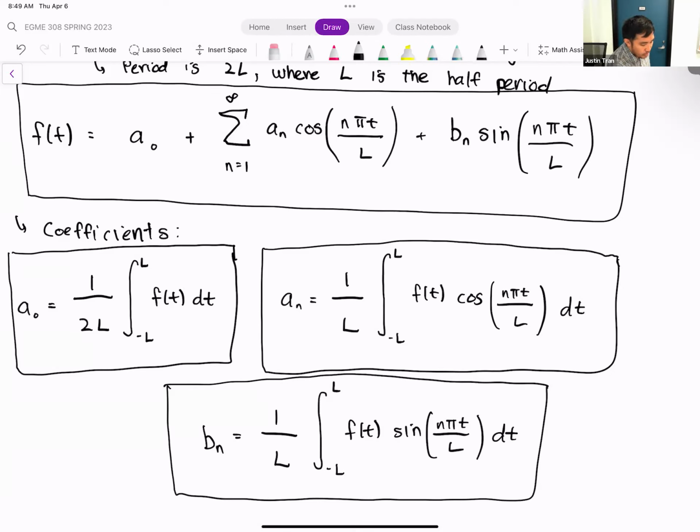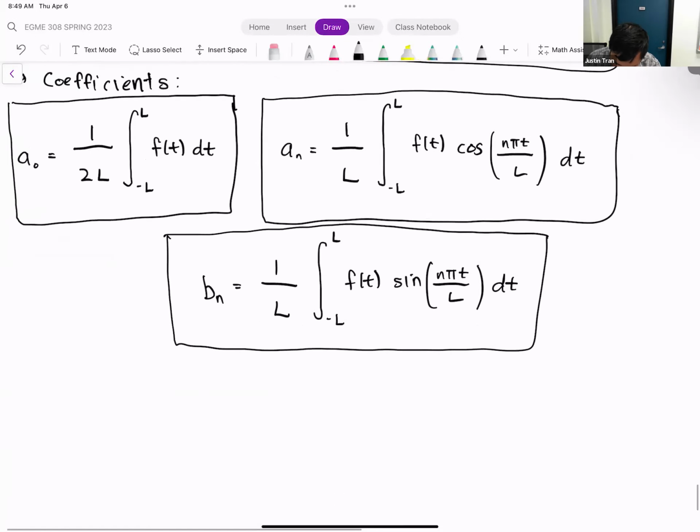Okay, and so next we're going to apply this to an example. But before we do an example, are there any questions on this? Okay, all right, so let's do an example. Let's see how this is actually used in practice. Okay, so let's find the Fourier series expansion for the following function.